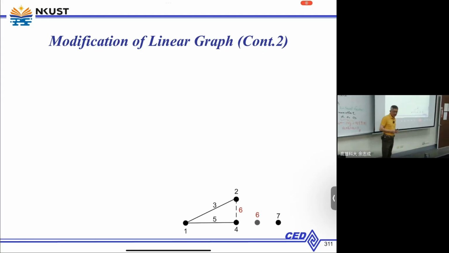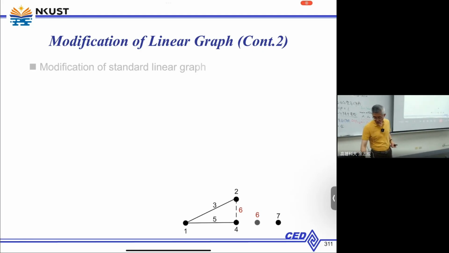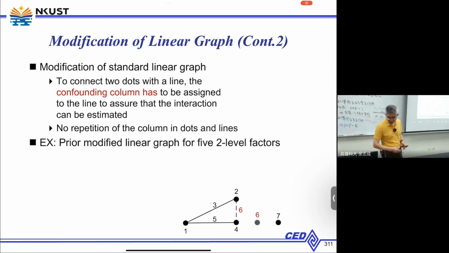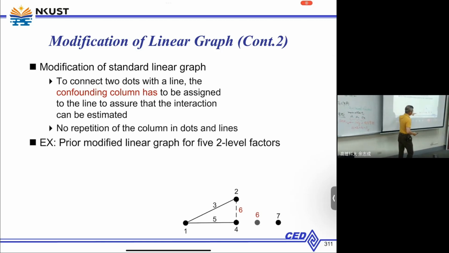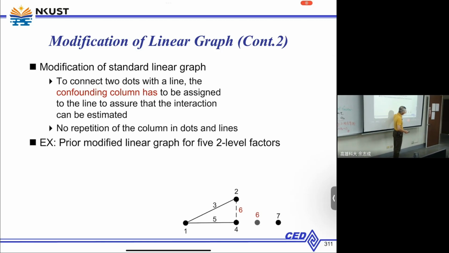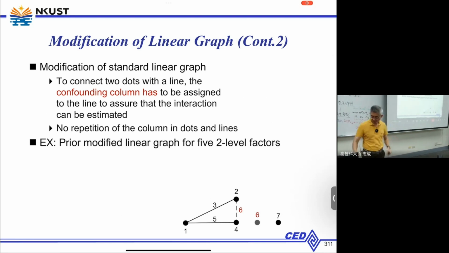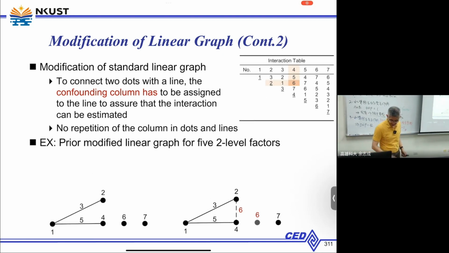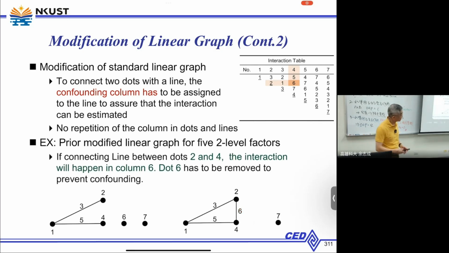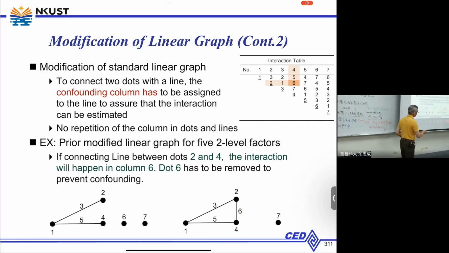So in the previous case, column 6 is used in one dot. If you want to consider the interaction here, these two can only be selected one, either this line or that dot. If you want to connect this line, then you need to cancel that dot here and make a new linear graph like this.